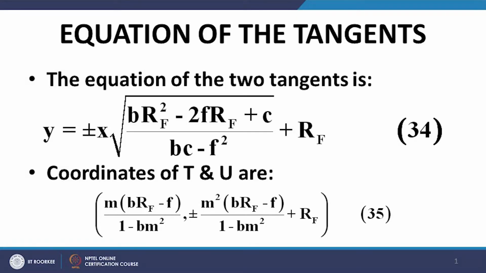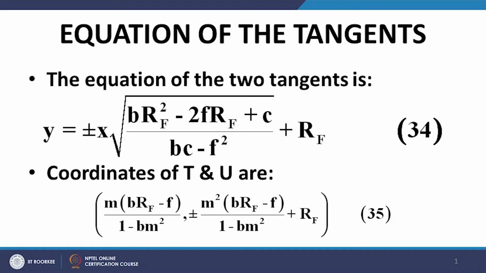The equation of the tangent would be given by y is equal to plus minus mx plus r f, where we have already determined m in the previous slide as being the expression under root b r f square minus 2 f r f plus c divided by b c minus f square. And what are the coordinates of this point of intersection, or the point of contact of the tangent f t with the hyperbolic arc a b extended? They are given by equation number 35.